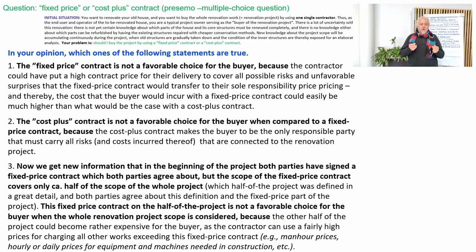Second, the cost plus contract is not a favorable choice for the buyer when compared to a fixed price contract, because the cost plus contract makes the buyer the only responsible party that must carry all risks and all costs incurred that are connected to the renovation projects. So the cost plus contract is not favorable compared to the fixed price contract. Okay, number three.